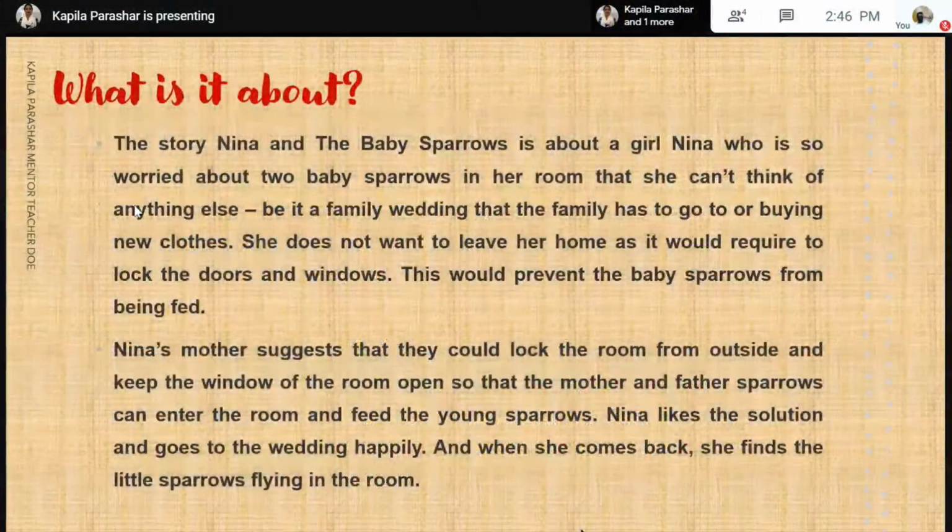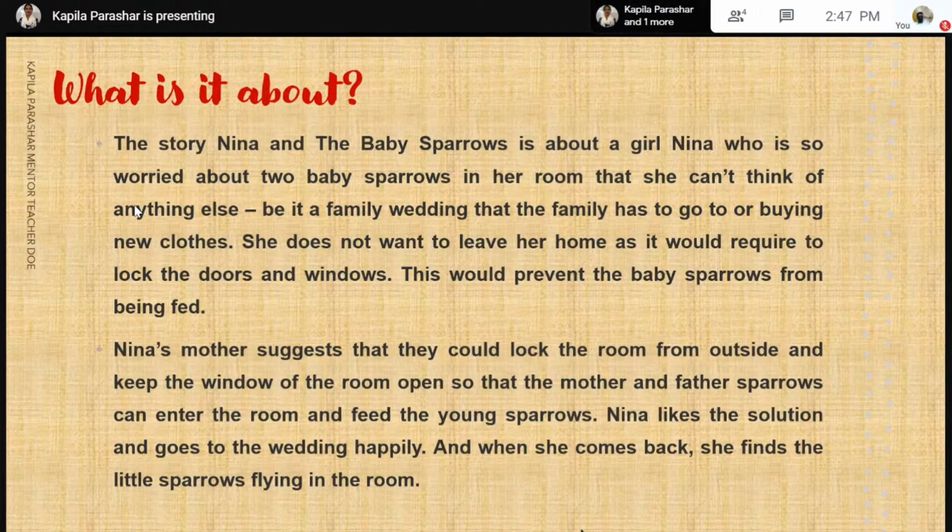So can you think what are these words, Tanvi, that you think children would be able to make meaning of with the help of pictures? In this PPT, I think clothes could be shown, doors, windows, family, wedding. Yes, these could be explained with the help of pictures.